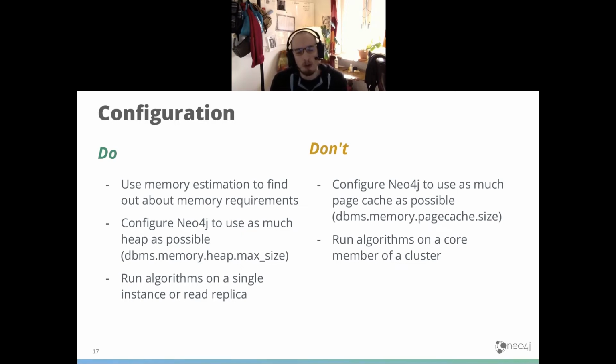Don't run algorithms on a core member of a cluster. Actually, don't run it on a cluster. There are issues with that. We might make it work in the future, but it doesn't really work well on a cluster right now. So try and avoid that. It can lead to weird circumstances. But if you do run them on a cluster, try to run them on a read replica so that your core members aren't completely overwhelmed by the resources that the algorithms claim. The algorithms are greedy in that way. They try to take all the resources of the system, but your core members might not like that.